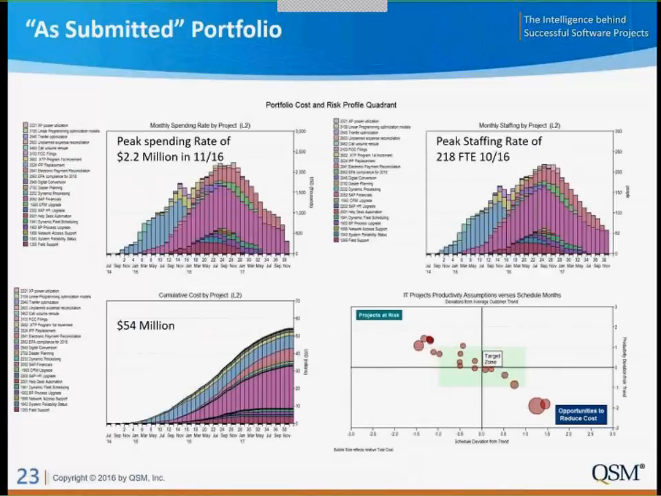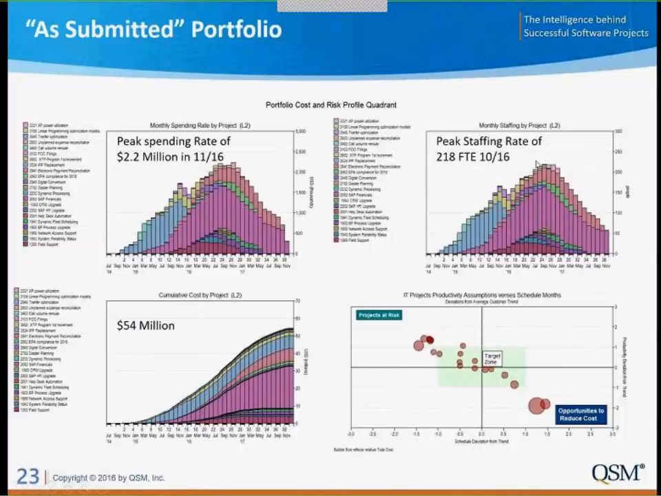So here in our example, we'll go back and here's our as submitted portfolio. And here's certain information. I've got one graph on the top left here, which is our cash flow. It's our spending rate, and it's broken out by project. So at peak spending out in this time frame, it looks like we have a peak spending rate of about $2.2 million a month.